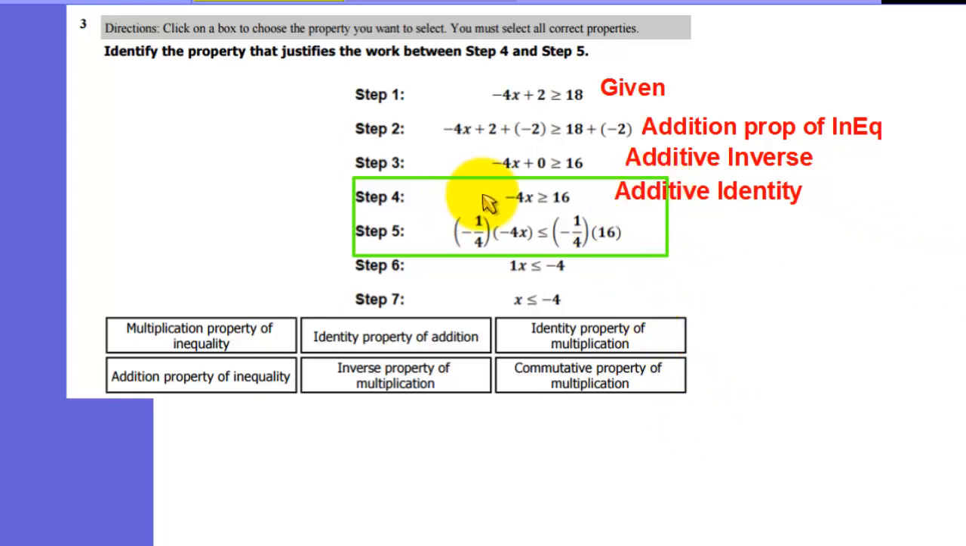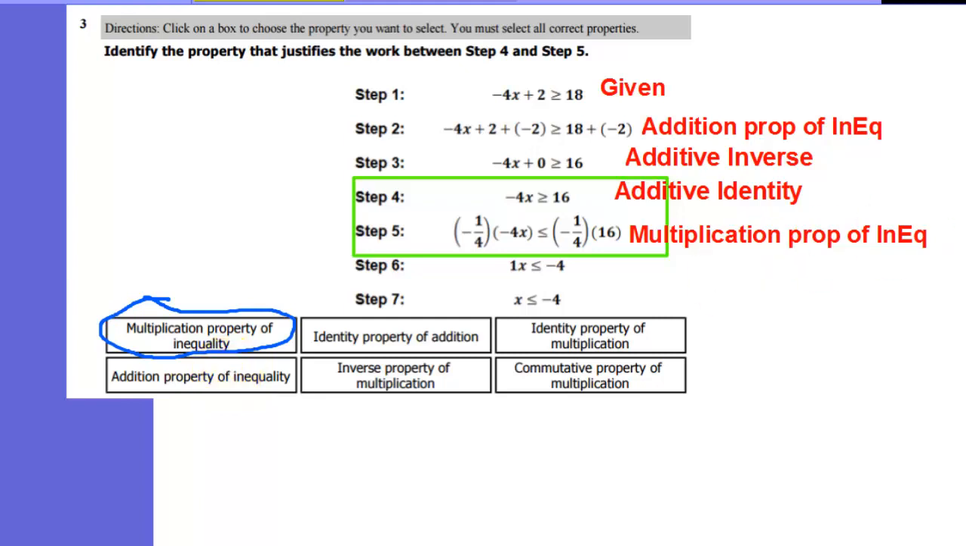Now, from step 4 to 5, note that we just multiplied by negative 1/4. That's all that we did here. We have not canceled, we have not done anything. It's just multiplication of negative 1/4 to both sides. And that should be multiplication property of inequality. So the answer here should be multiplication property of inequality. Okay, so this should be the answer.